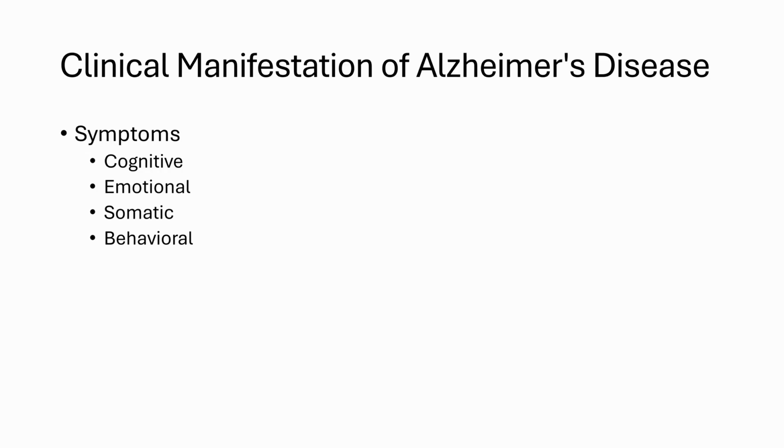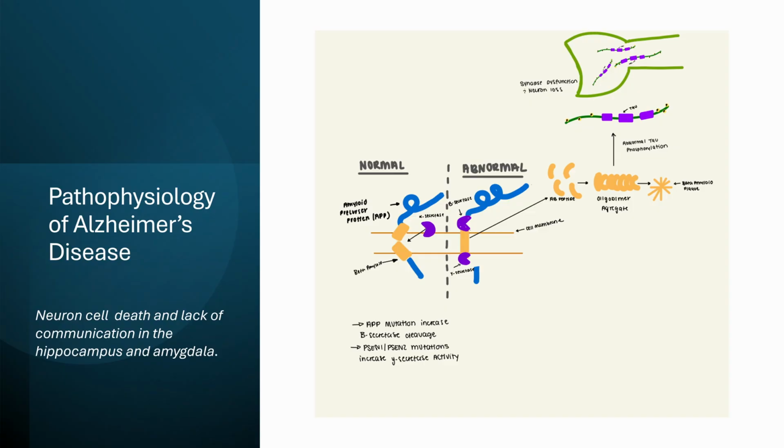Before we discuss the medications that are used to treat the disease, we need to understand what disease we are treating. So essentially, Alzheimer's disease presents with cognitive symptoms such as memory, attention, and visual perception deficits. Some emotional symptoms include anger, frustration, depression, and anxiety. The somatic symptoms include loss of balance and muscle weakness, while our behavioral deficits include refusing help, hoarding, and sometimes repetitive behaviors.